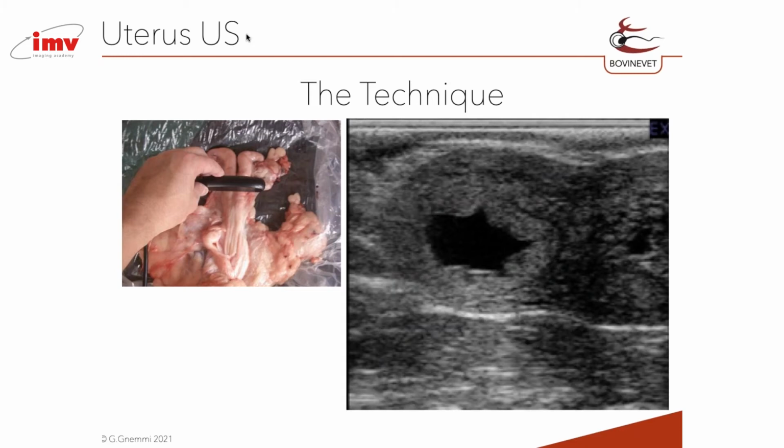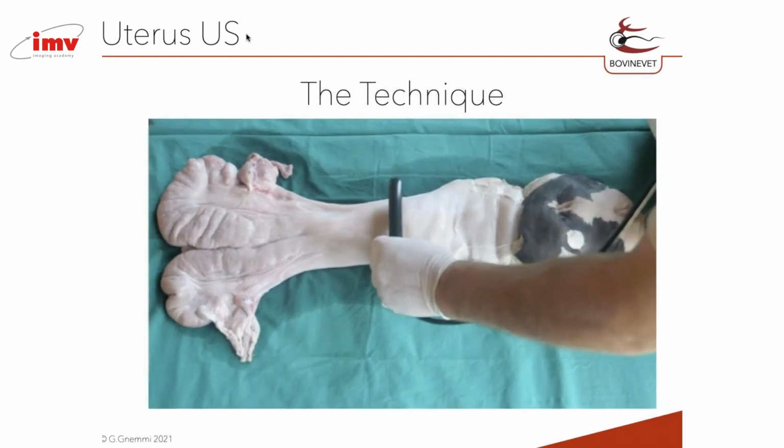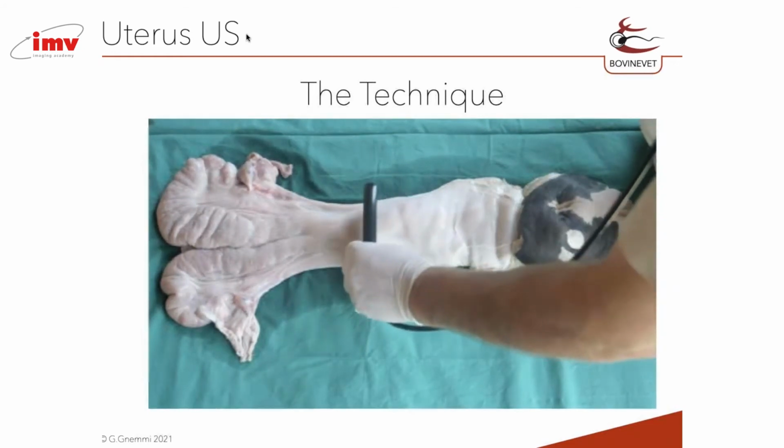Well, about the technique, normally when I do an ultrasound evaluation of the uterus, I use a transversal section and a longitudinal section. When I speak of a transversal section, I'm putting my probe perpendicularly to the bigger axis of the uterus horn, as you can see here in these two pictures. And this is what I do.